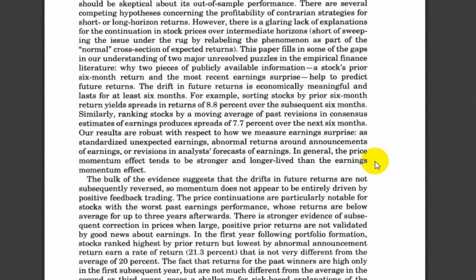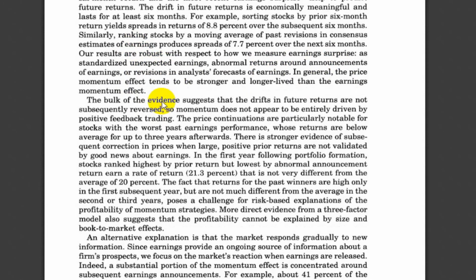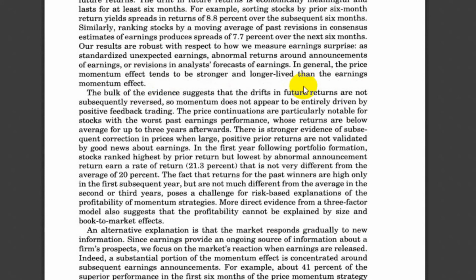In the study, they used different types of earnings surprise measures, for instance, the SU, the ABR, and the Rev6, which is the analyst forecast revision. And what they found was that the price momentum effect, which would be the past 6-month returns, is a lot stronger and lasts longer than the earnings momentum effect, which would be ranking by the different earnings surprise measures. And so most of the evidence found that the future excess returns are not subsequently reversed.